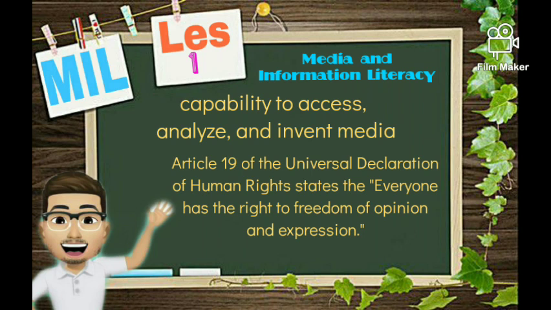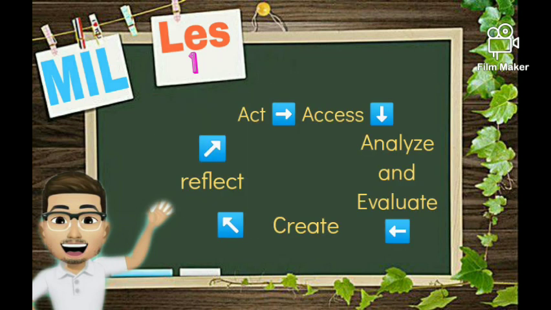So basically, media and information literacy can be visualized through the use of this cycle. So we have the act, and then followed by access, and then analyze and evaluate, create, and then reflect. It may begin on the access part and then followed by the different stages. So it is a cycle wherein you're going to do something based on how you analyze and evaluate and reflect on the things that you are doing.